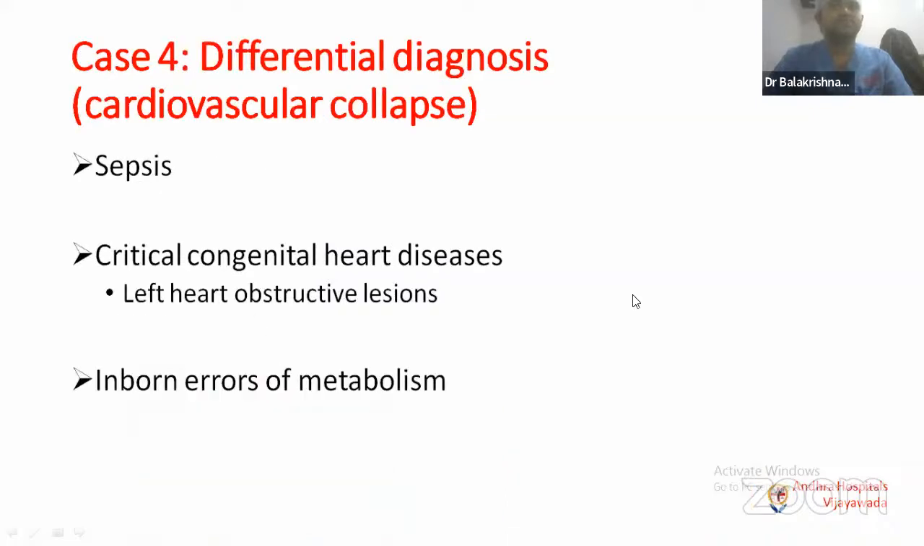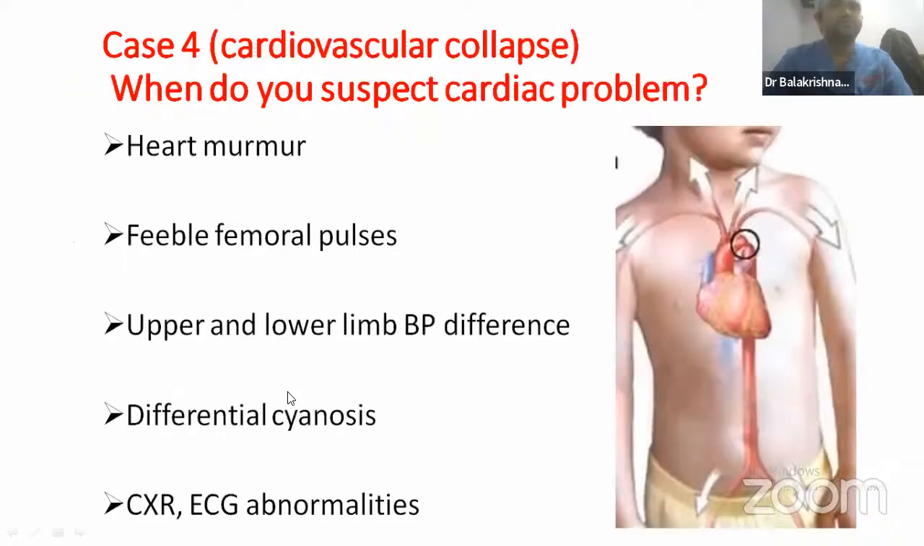So differential diagnosis: it could be sepsis, aspiration pneumonia. As someone has nicely pointed out, it could be critical congenital heart disease. That is the most important point, because the child is thriving and normal at home, with just a history of feeding difficulties, and suddenly comes to you in a collapsed state. So you need to suspect left heart obstructive lesions. And it could be IEM, as someone has pointed out.